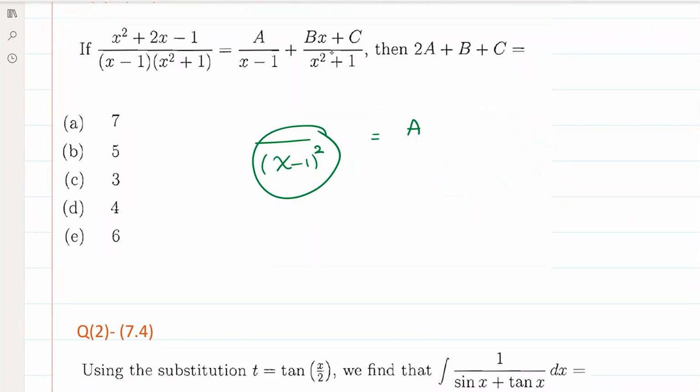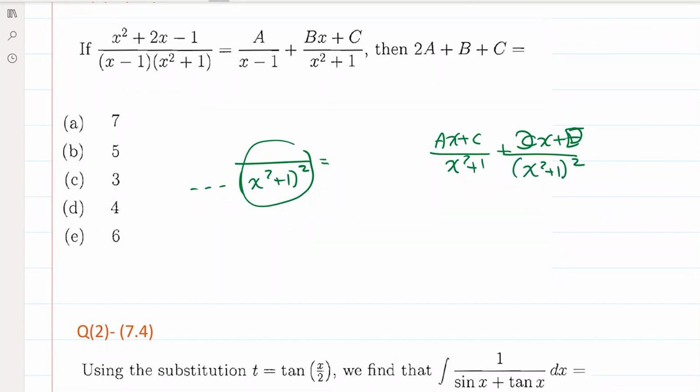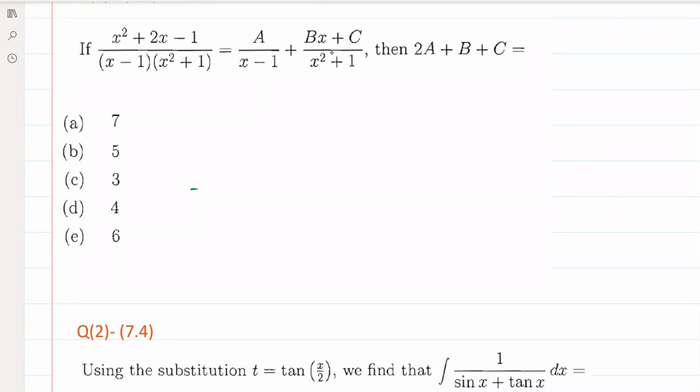What in case I have a quadratic? For example, suppose that I have x squared plus 1, but when I factorize it, I find it twice. For this part, when you split it into fractions, it also will have two fractions. The first fraction will be ax plus c over x squared plus 1, and cx plus d or dx plus e مثلا over x squared plus 1, but because this is the second fraction, you will give it a square here. We will see another example like this one.